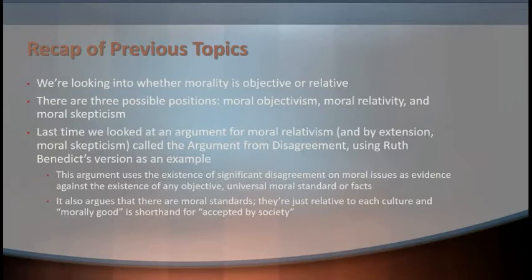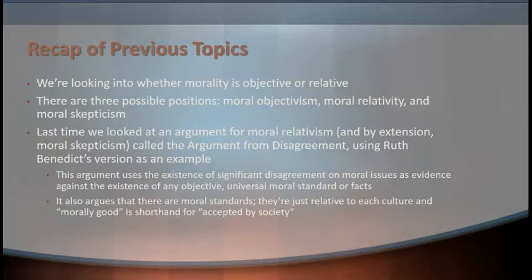To recap on some of the previous topics, we're looking into whether morality is objective or relative. That is, as a fundamental question about ethics and morality. Now, there were three possible positions, three possible answers to this question. Moral objectivism, the idea that there are such things as universal objective moral standards. Moral relativity, which says that there are moral standards, but they depend on people's individual beliefs or culture. And last, moral skepticism, the idea that there are no objective moral standards, or any moral standards at all, that we can be aware of or know.